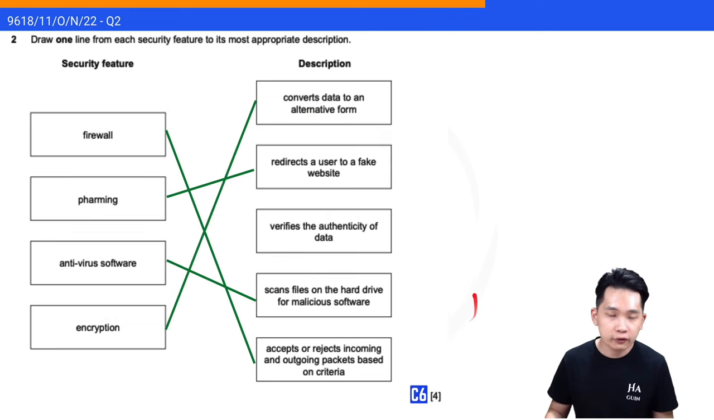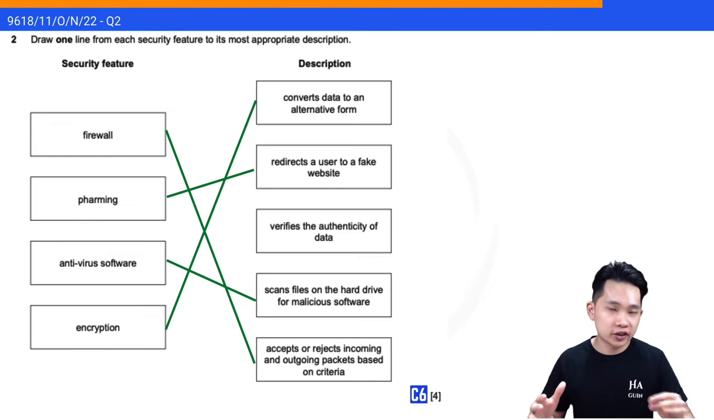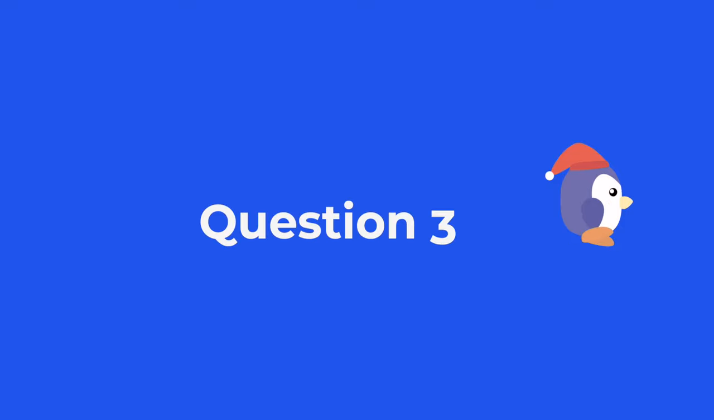So if you look closely, for every question, I have a label beside the total marks here. So for example, this is C6. It means that this question is actually from chapter 6. So for this past year walkthrough, I will be putting the chapter number beside the total marks for every question, just to let you know that this question is from which chapter. Next will be question 3.